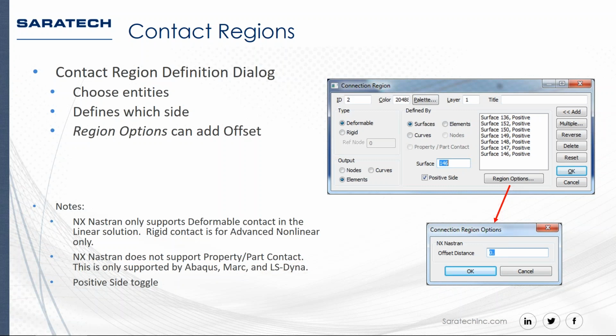A couple notes here: NX Nastran only supports deformable contact. You can do rigid contact in the advanced nonlinear solutions. And also the property part contact option here that's grayed out is supported by some other solvers such as Abaqus, Marc, and LS-DYNA. And again, I just want to mention this positive side option is very important. I'll talk about that on the next couple slides. But really, all you do here in this window is select the surface, for example, you want to create a region on. So in this case, 146, or you can click the multiple button here to add many surfaces in one shot.